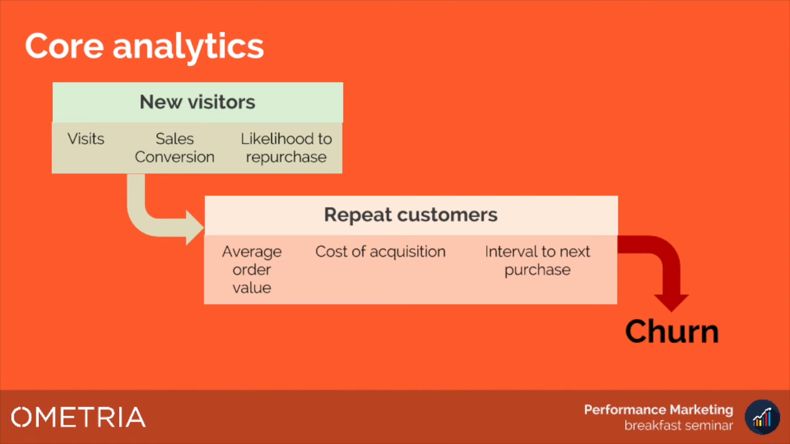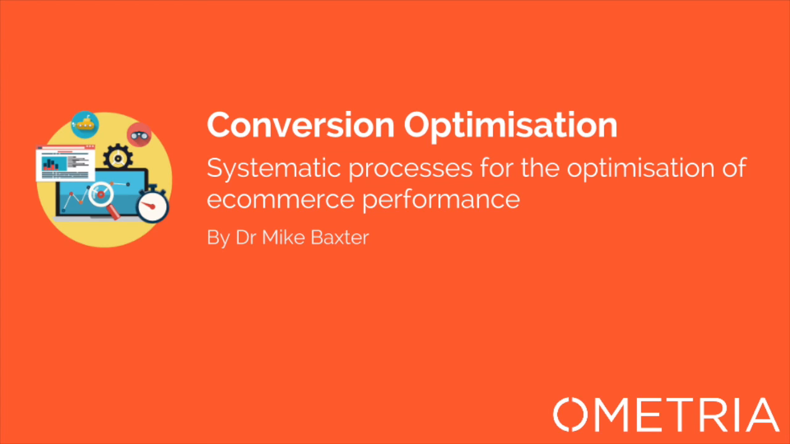You need to make sure that the interval to next purchase doesn't start increasing to the point at which you've got churn, and you need to make sure that the extent to which they're churning is being replaced consistently by new visitors, monitoring the visits, sales conversion, and likelihood to repurchase. This is the kind of keep your eye on the prize that I'd be urging you to do: make sure you understand where most of your revenue is coming from, and set up dashboards, metrics and monitoring processes that keep an eye on it on a regular basis so you can see the trends, and then split out the trends to look at causes.